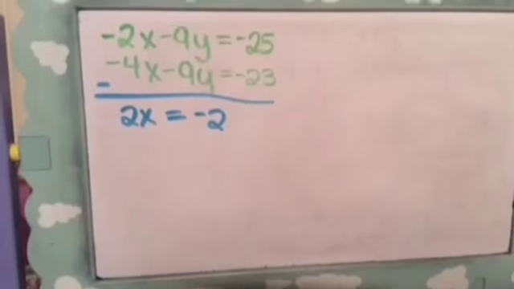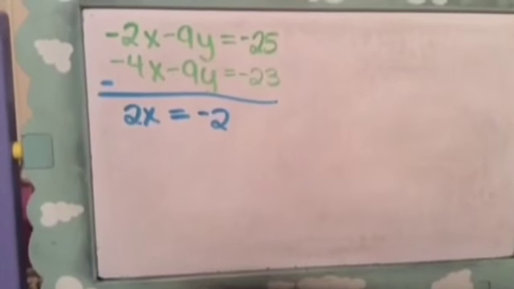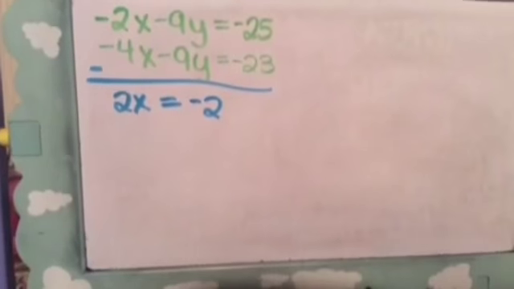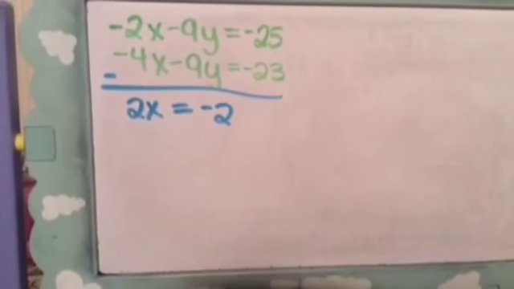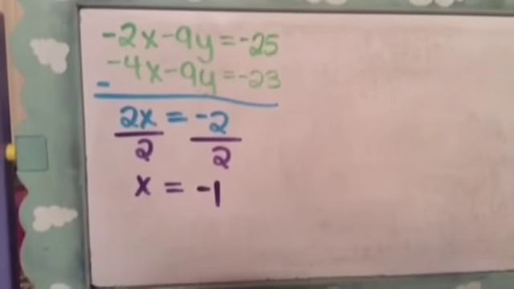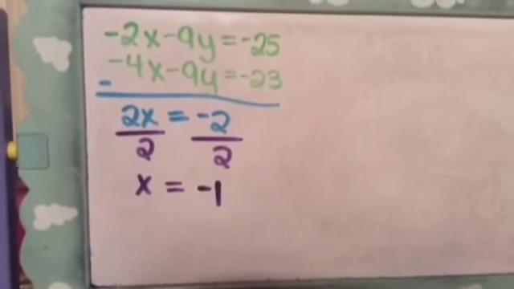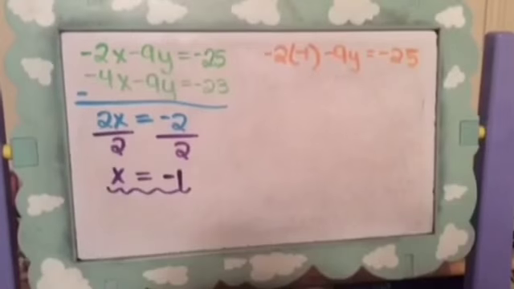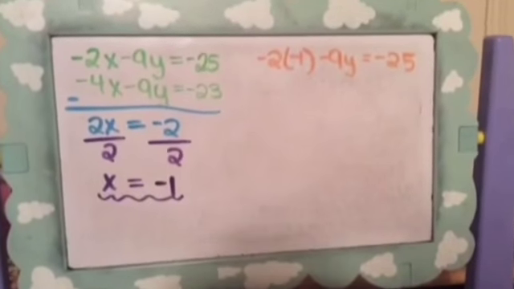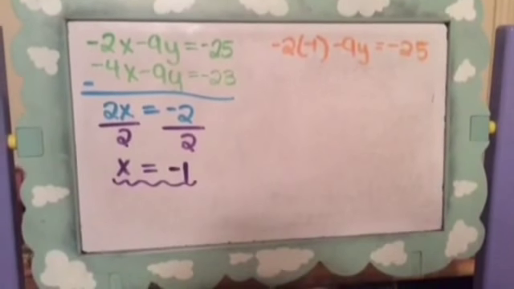Example 2. You would subtract to eliminate the negative 9y and the negative 9y. This would give you 2x equals negative 2. Then you solve for the remaining variable by dividing by 2, so x equals negative 1. Then you plug in the solution to x in one of the original equations to solve for the other variable.